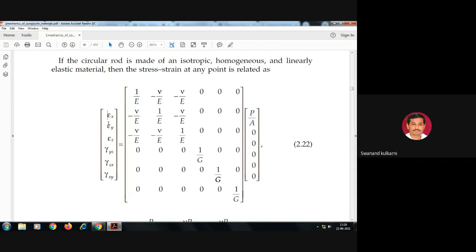The strain is always present irrespective of load. Suppose force is acting in only one direction, then strain values are present in all directions. However, those values may be zero in the uniaxial case.